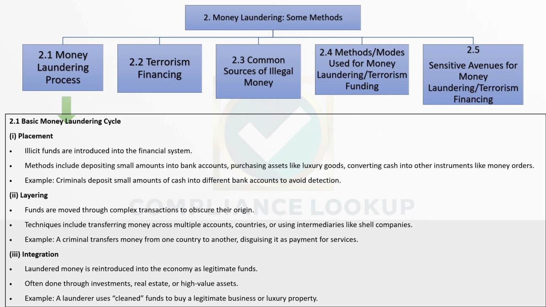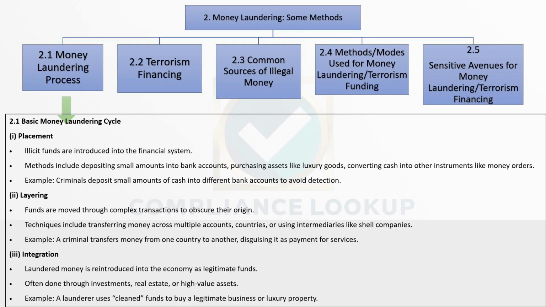Integration: finally, the clean money is reintroduced into the legitimate economy. At this stage, the money appears legitimate and can be used without raising suspicion. Common methods of integration include investing in legal businesses, purchasing real estate, or high value assets like art or luxury properties. For example, after going through layering, a criminal might use the laundered money to buy a luxury property or invest in a legitimate business, making it appear as though the funds came from legal activities.